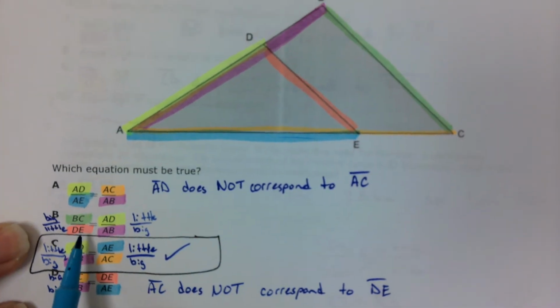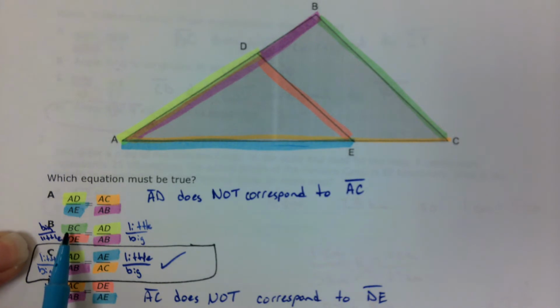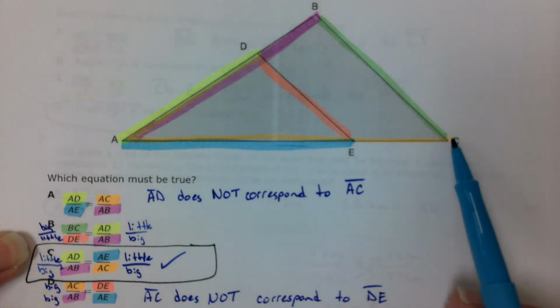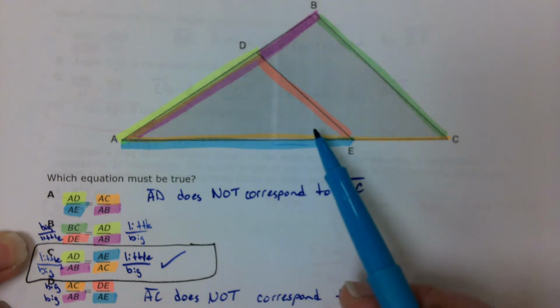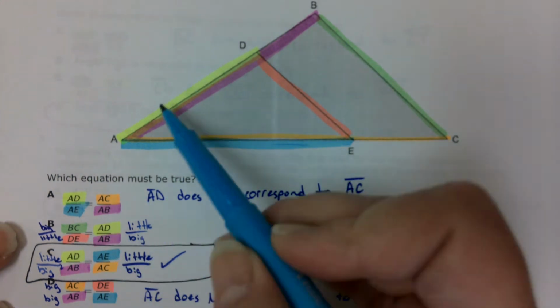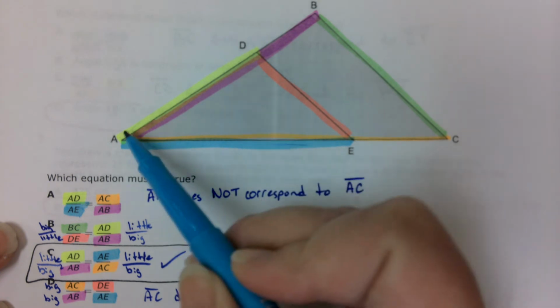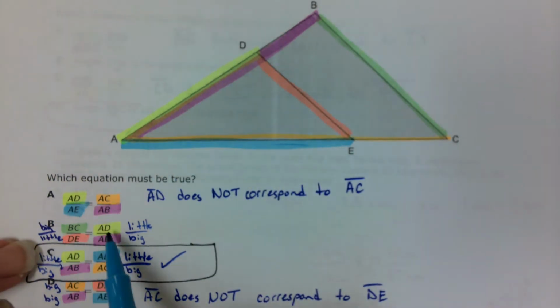B says BC, my large end, over DE. Okay, so I have big over little, that works. Then I have AD, which is the small triangle, so I'm flipping it again. That does not work.